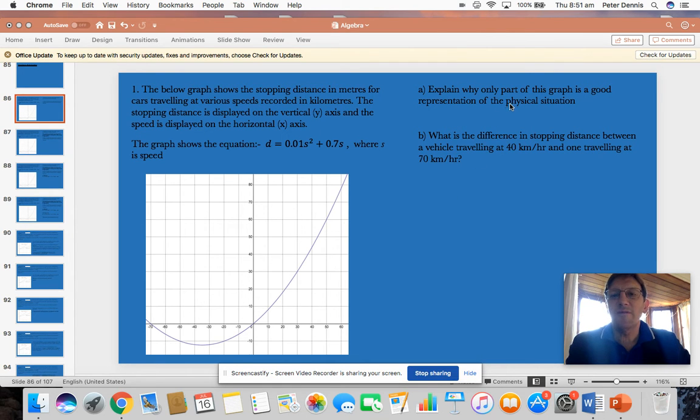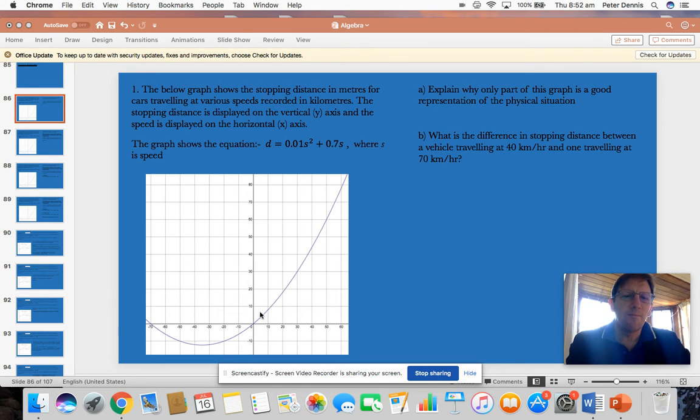Explain why only part of this graph is a good representation of the physical situation. Well, this part of the graph is fine. This part where you're going negative 20 kilometers an hour, suddenly you take a negative amount to stop. It doesn't make sense. This representation doesn't make sense for negative values, especially these negative values over here, minus 80, which would be a positive. So you're going negative 80 kilometers an hour, and it takes you some time to stop.